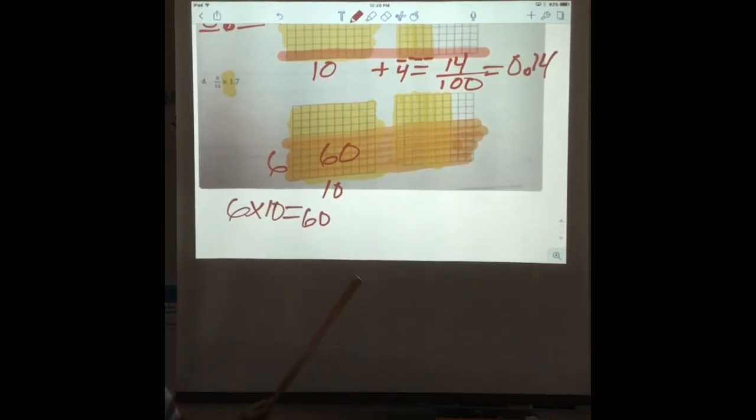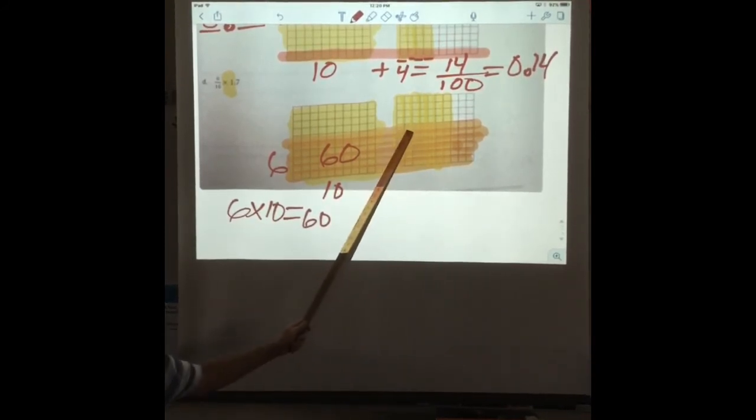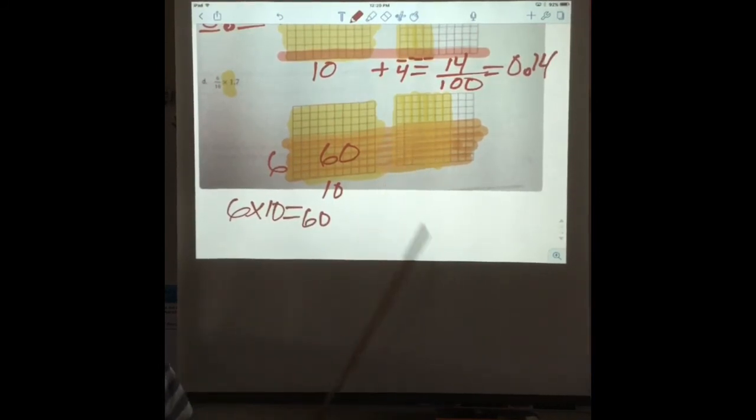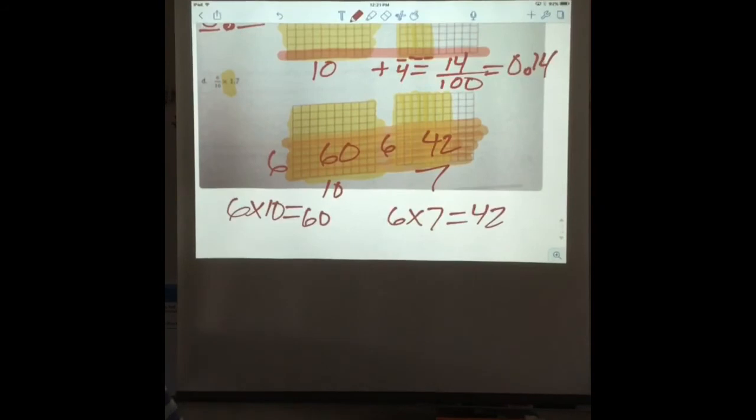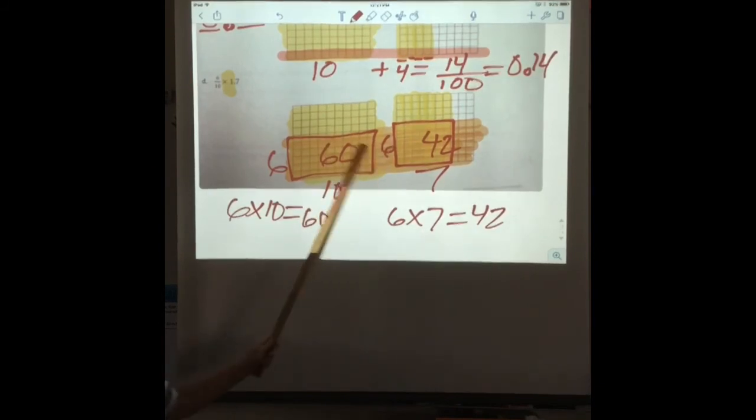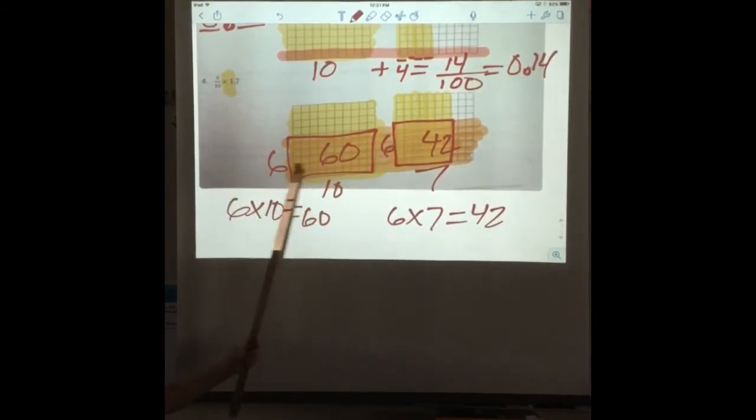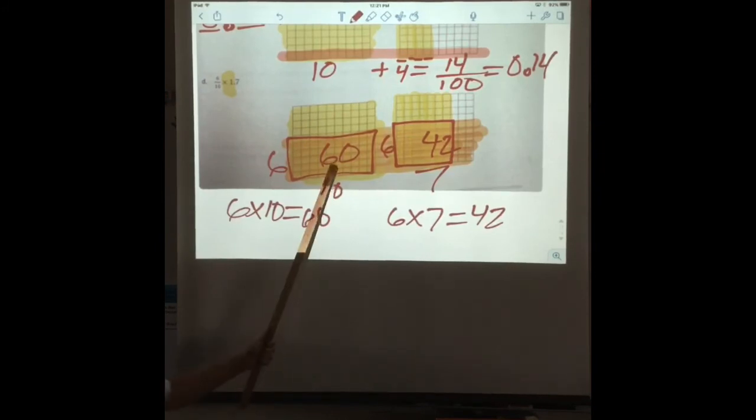And then how many do I have over here? Well, I only have 1, 2, 3, 4, 5, 6, 7. I have 7 that way, right? And 6 this way. 6 times 7 is what? 42. So I have 42 over on this side. Because remember, I'm only counting this area right here, because those are the two combination colors, right? So, what am I going to do? I'm going to add 60 and 42.